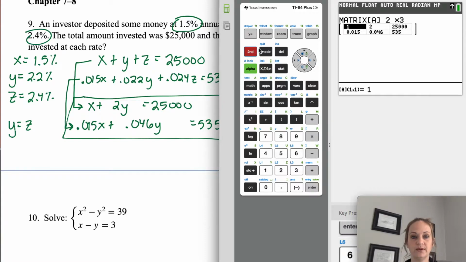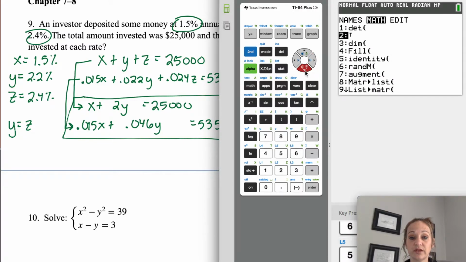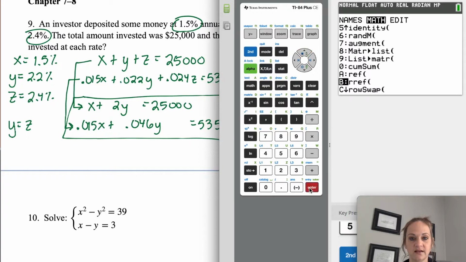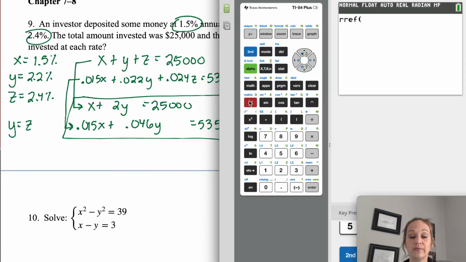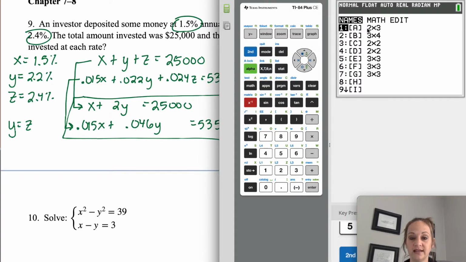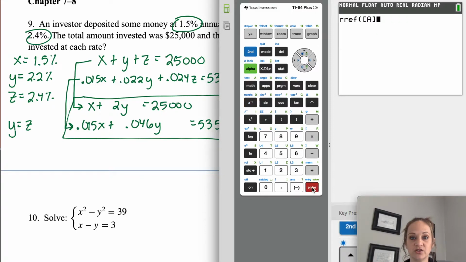So what I do is quit, go back into my matrix. I'm looking for the RREF, and then I need to tell it which matrix to use. We edited the first matrix, so just hit enter.